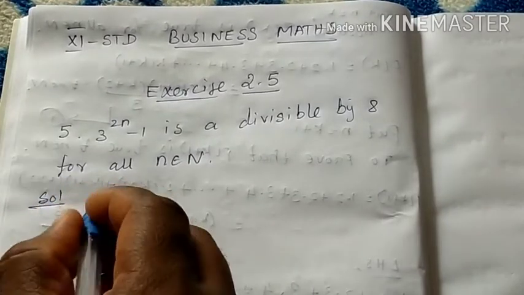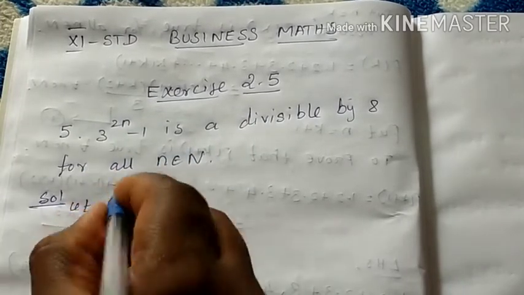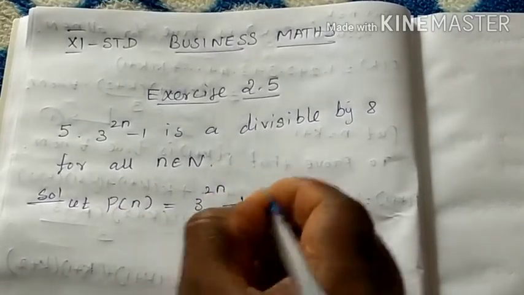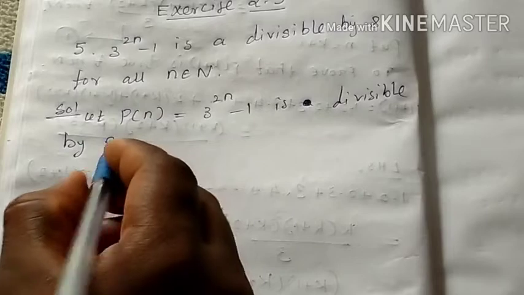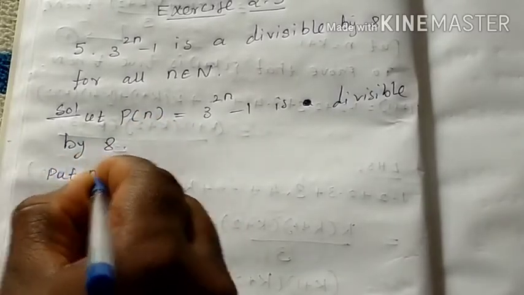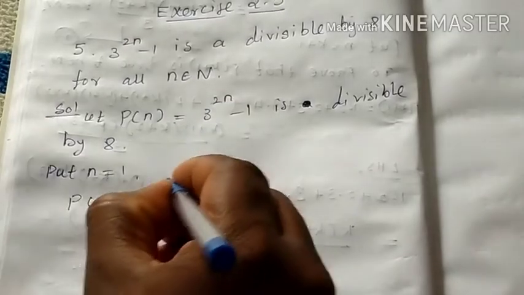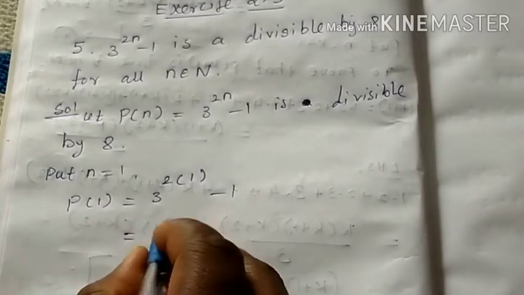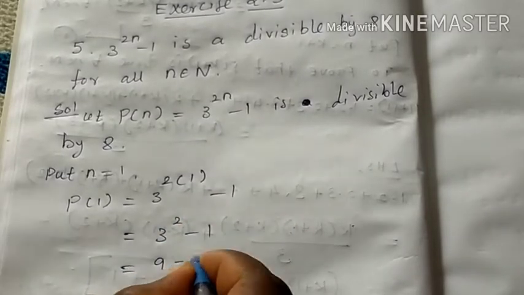The solution: first assume the given statement equal to P of n. So let P of n equal to 3 power 2n minus 1 is divisible by 8. The next one, put n is equal to 1. So P of 1 equal to 3 power 2 into 1 minus 1, which is equal to 3 power 2 is 9 minus 1, which is equal to 8. So P of 1 is equal to 8.